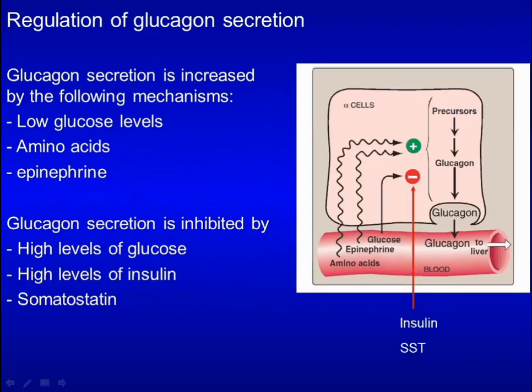Similar to insulin, glucagon secretion is increased by amino acid. Opposite to insulin, glucagon secretion is increased by epinephrine and low level of glucose. Glucagon secretion is inhibited by somatostatin, high level of glucose, and high level of insulin.